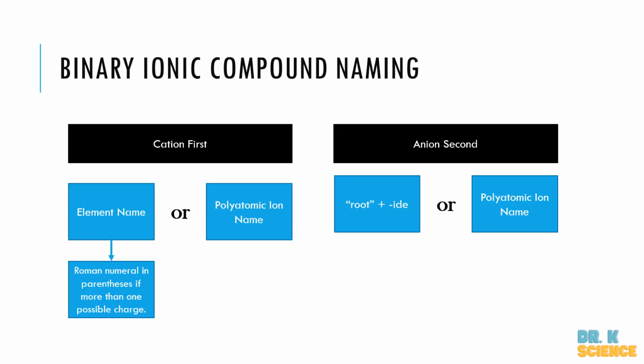Now I have our overall rules here. We have seen this before when we first started naming binary ionic compounds. We name our cation first, which is the positively charged ion, and we name our anion second, which is the negatively charged ion. Now in this case, when we're naming our cation, we have two options. We can have a single element, or we can have a polyatomic ion.